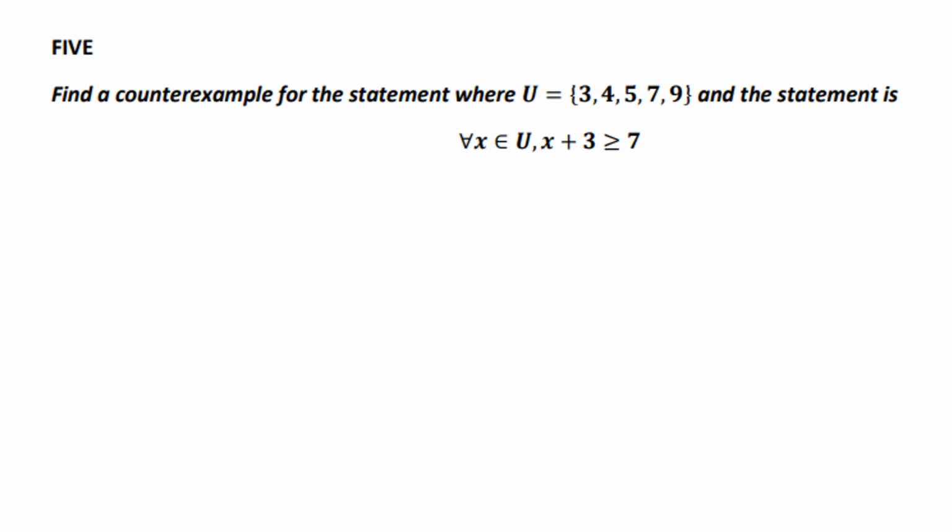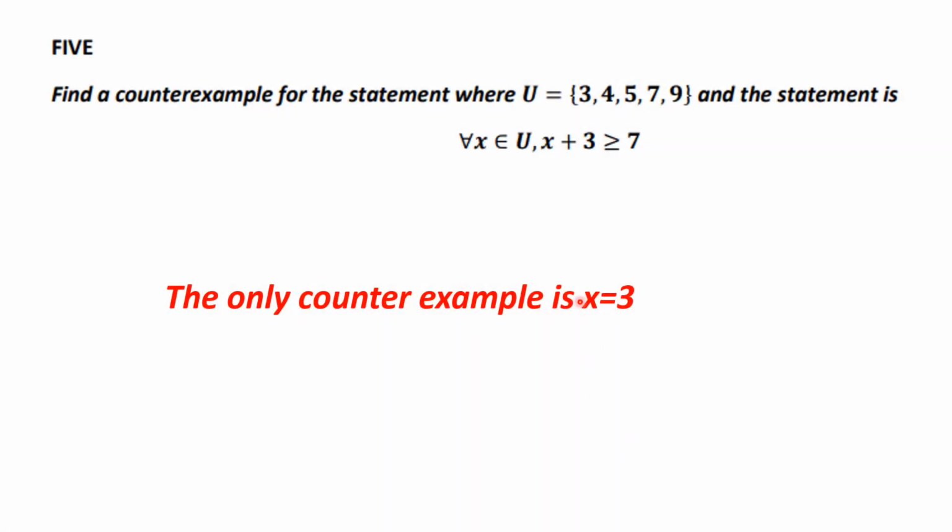Number 5, we're to find a counterexample for the statement where U is this set and the statement is: for every x an element of U, x plus 3 is bigger than or equal to 7. Well, a counterexample, and I think the only counterexample, is found when x is equal to 3, because 3 plus 3 is less than 7, not greater than or equal to. So that is the counterexample.